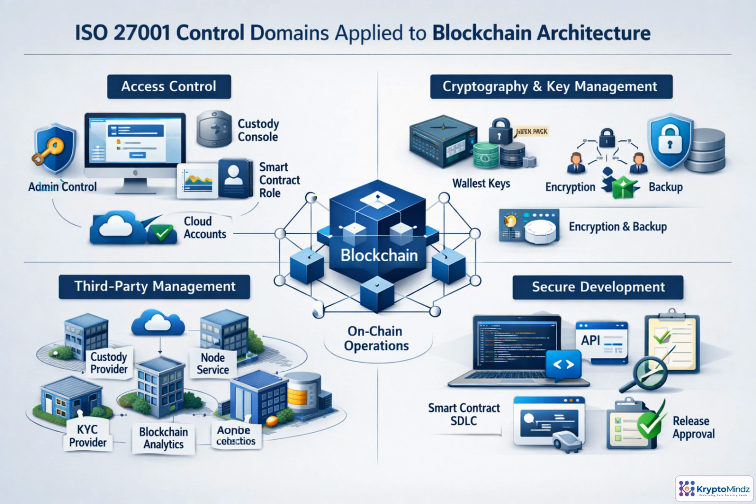A useful mental model is that blockchain architecture does not sit outside ISO 27001. Each control domain lands somewhere concrete. Access control governs admin portals, custody consoles, deployment rights, and smart contract roles. Cryptography covers wallet keys, signing rules, HSMs, MPC, encryption, and recovery. Supplier controls extend to custodians, node providers, analytics, KYC, and cloud platforms. Secure development applies to smart contracts, APIs, dependencies, testing, and release approvals. The audit question becomes, what control, where applied, and what evidence proves it?